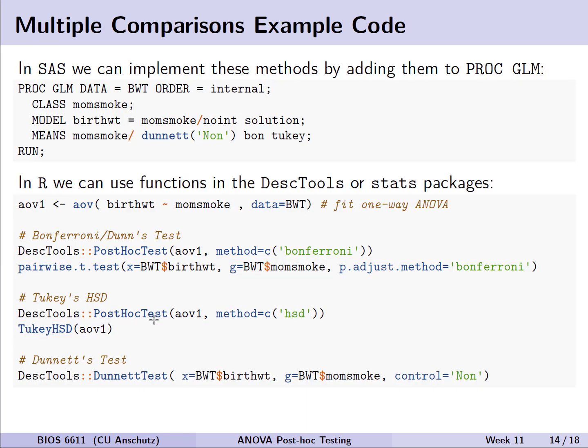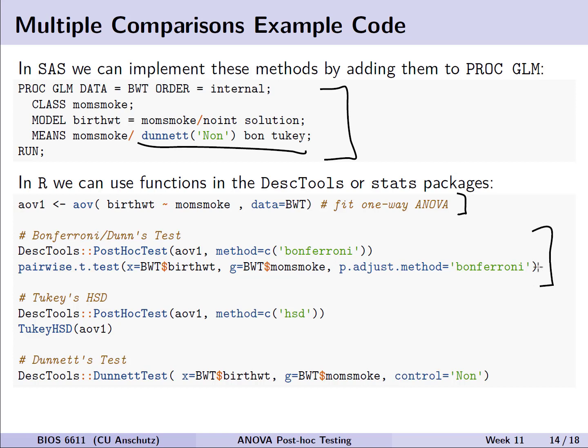We're going to walk through examples of each one of these three approaches in the output, but we can note that it's pretty easy to get the results in both SAS or R. For example, in SAS, we can use PROC GLM and then just specify the Dunnett, Bonferroni, and Tukey in the MEANS line of the statement. In R, again, we will instead fit our ANOVA, so it can play nice with the DescTools package and functions we'll see below.